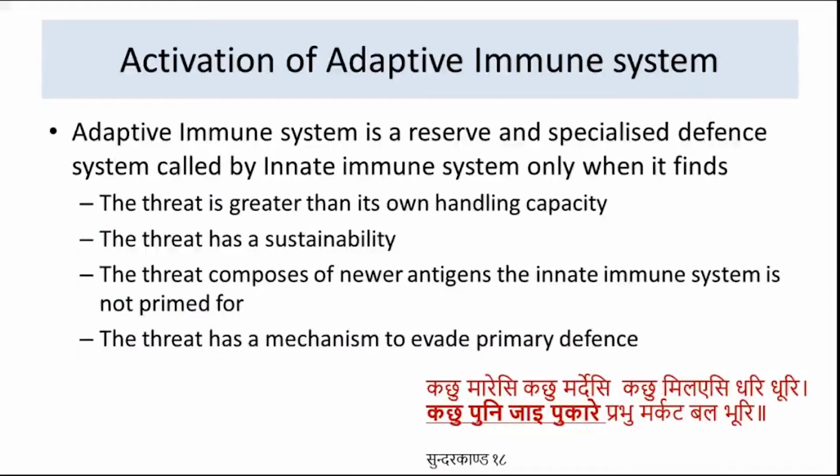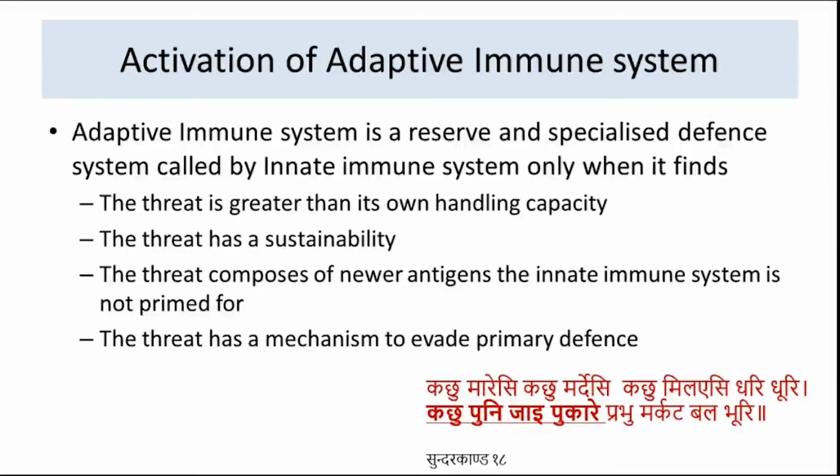Okay, now we look at how this adaptive immune system is actually getting activated. So the adaptive immune system is a reserved and specialized defense system which is called upon by the innate immune system only when it finds, as we talked earlier, that the threat is greater than its actual handling capacity. The threat has sustainability. The threat is composed of newer antigens the innate immune system is not primed for, and the threat has a mechanism to evade primary defense. So what happens?